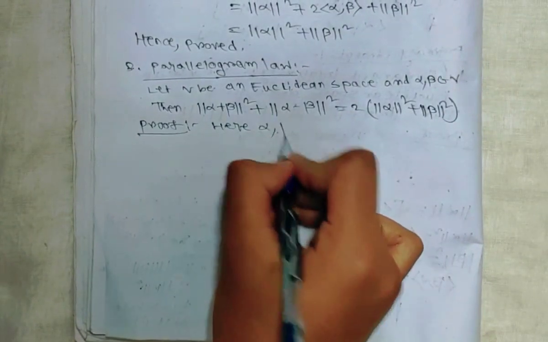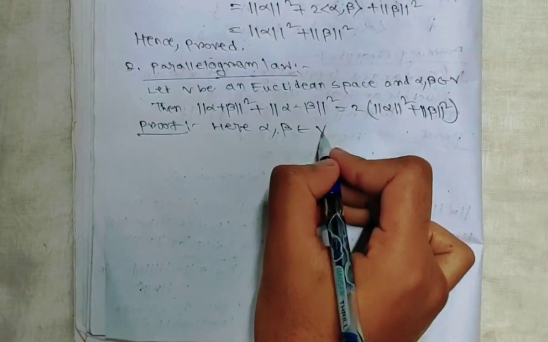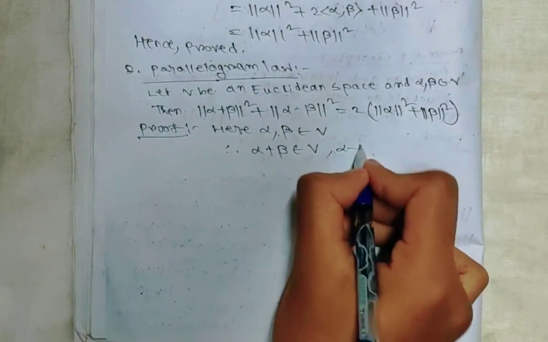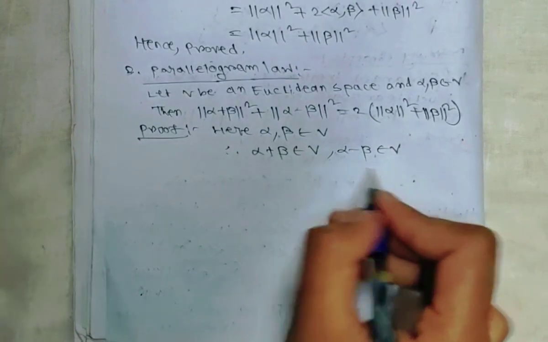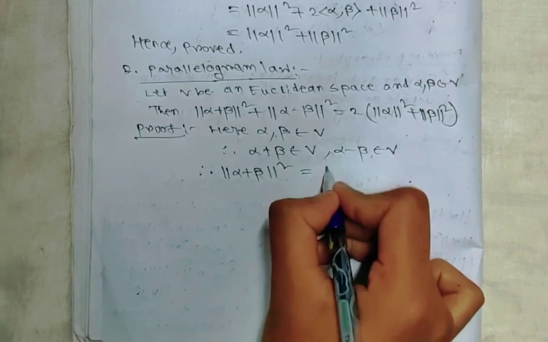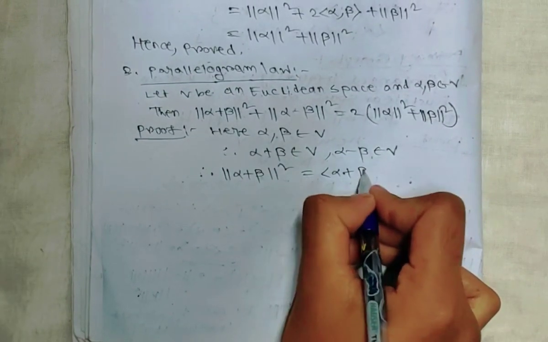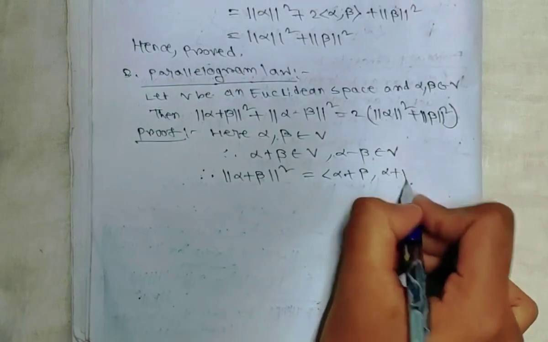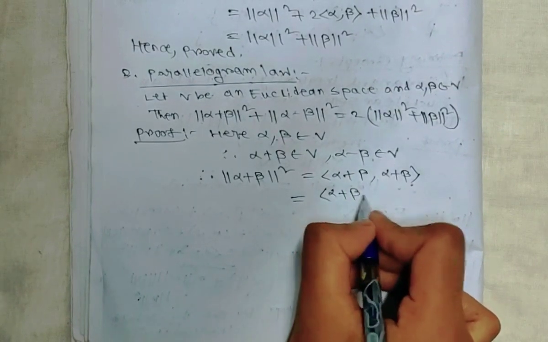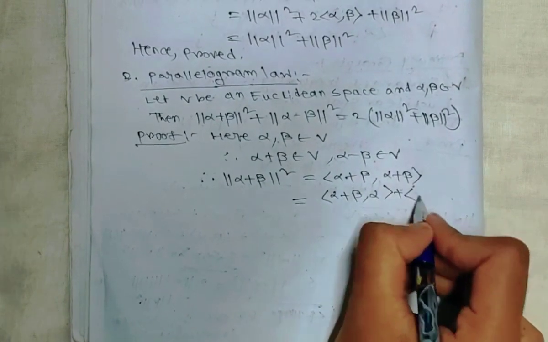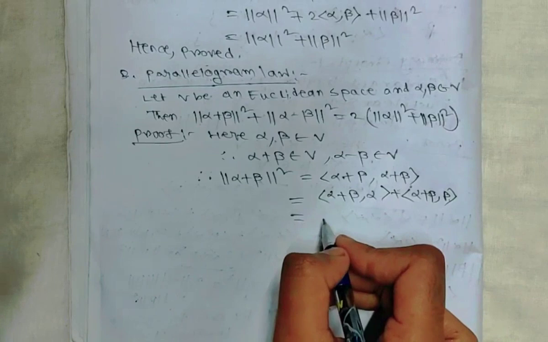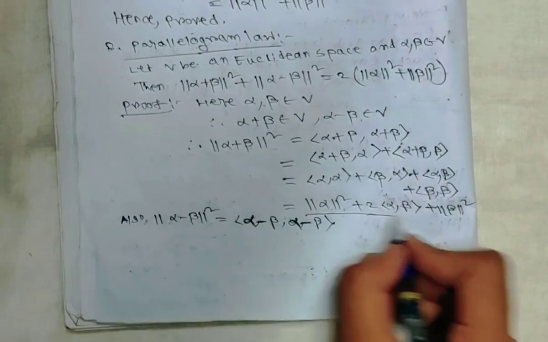Here alpha beta belongs to Euclidean space V. Therefore alpha plus beta also belongs to Euclidean space V, and alpha minus beta belongs to Euclidean space V. Therefore norm of alpha plus beta square equals the inner product of alpha plus beta, alpha plus beta, which equals the inner product of alpha plus beta comma alpha plus the inner product of alpha plus beta comma beta, which equals... Similarly, we find this value.